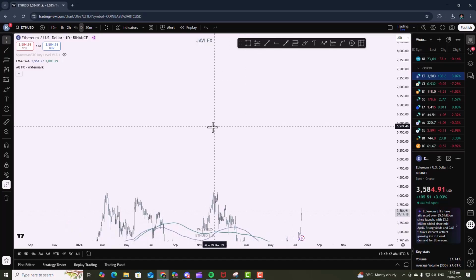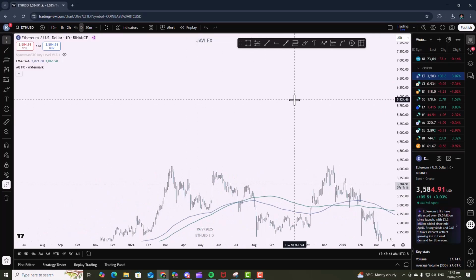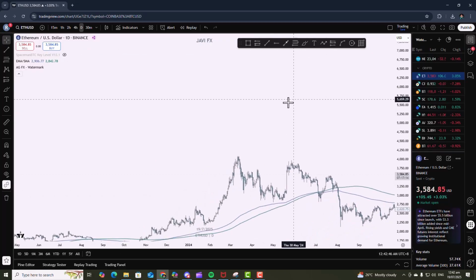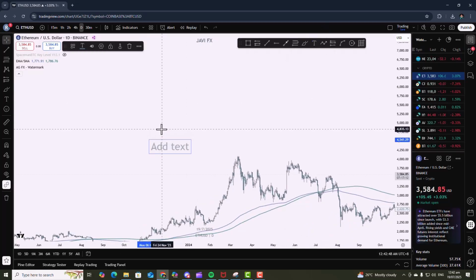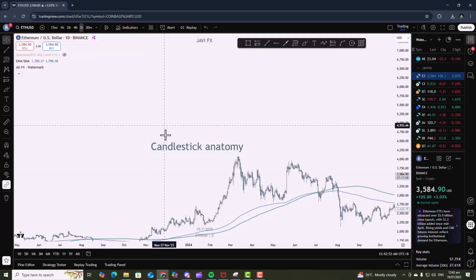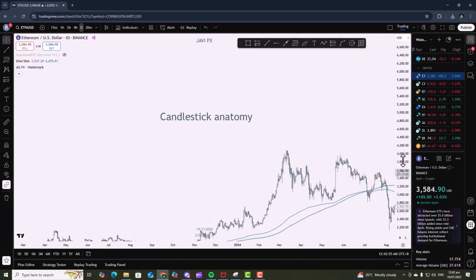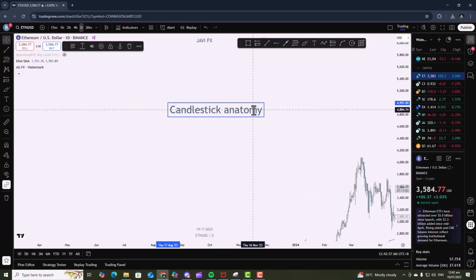Let's talk about the basics, the foundations. So let's talk about candlestick anatomy. Here's what the others won't tell you, right? Candlesticks can just be candlesticks. It's just a candle, just a wick and a body.